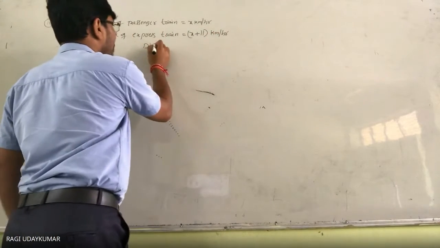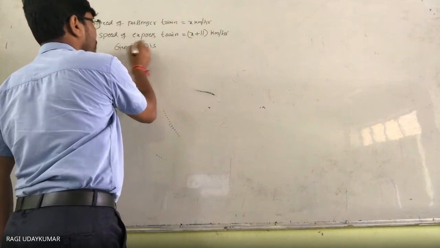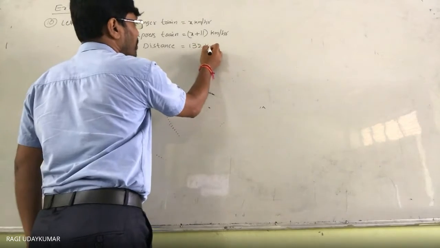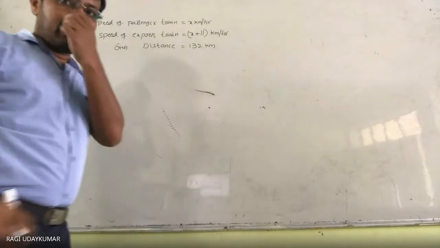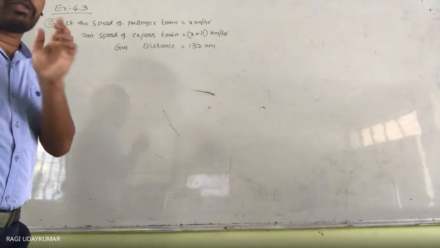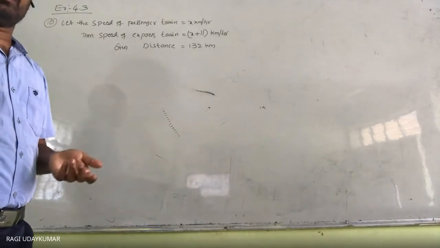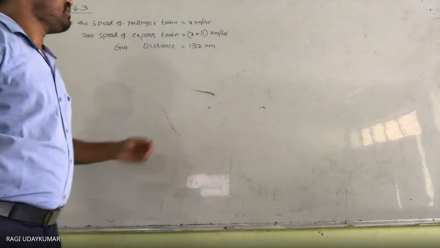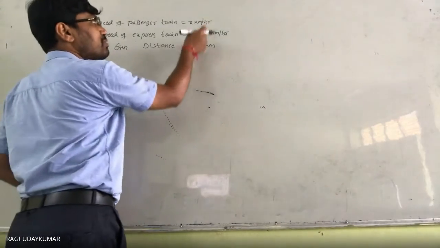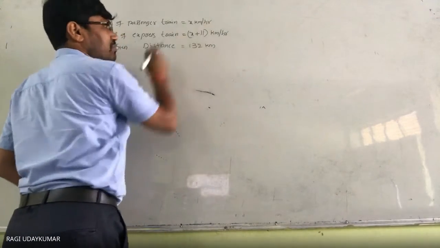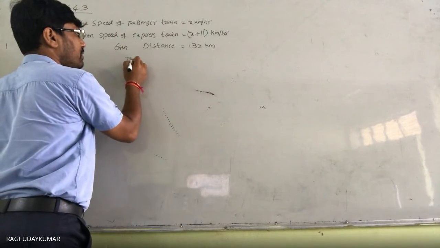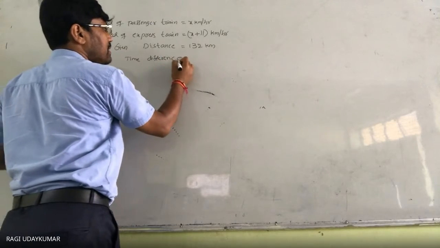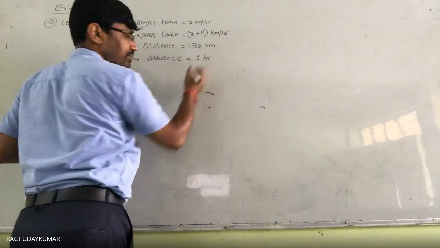The distance is given: 132 kilometers. The difference between the times is 1 hour. The express train takes 1 hour less. So the express train time is distance by speed. The time difference is equal to 1 hour.